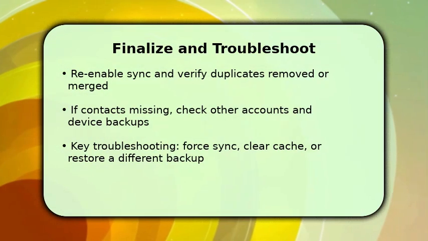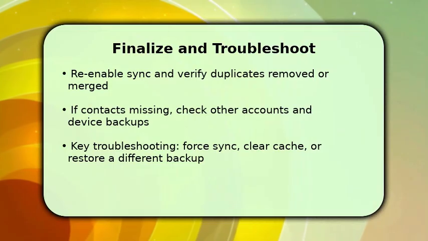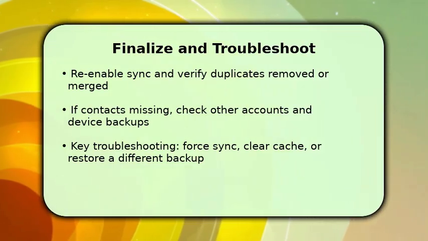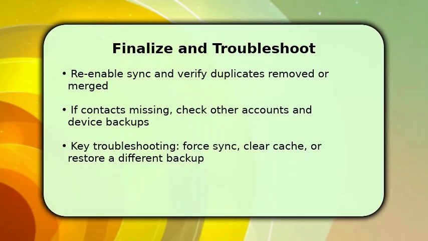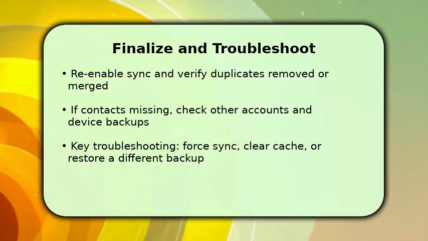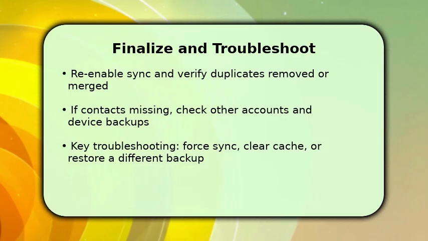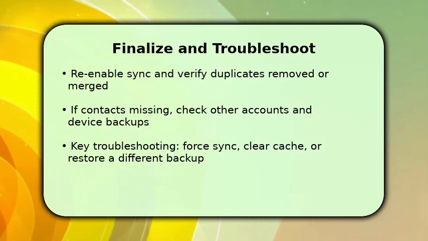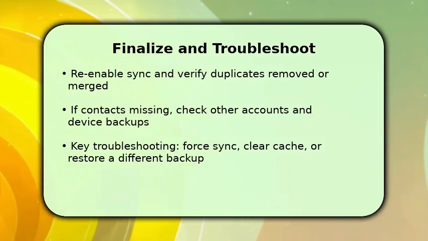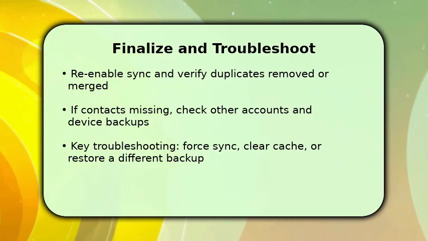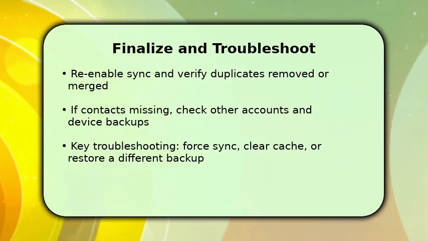To finish, re-enable sync and let the system reconcile entries. Make sure duplicates are merged or cleaned using built-in merge tools. Once done, check several sample contacts to confirm phone numbers, emails, and labels restored correctly. If some contacts remain missing, inspect other linked accounts and any local device backups you skipped earlier.